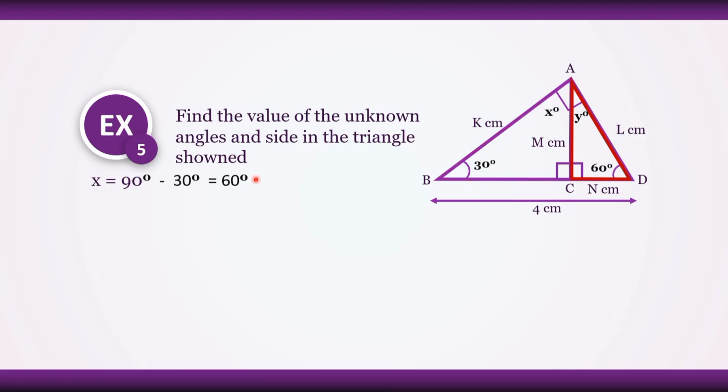Now using triangle ACD, we can find the value of y. And what will be the value of y? Your y will be 90 degrees minus this angle here, which is 60 degrees, and that is 30 degrees.